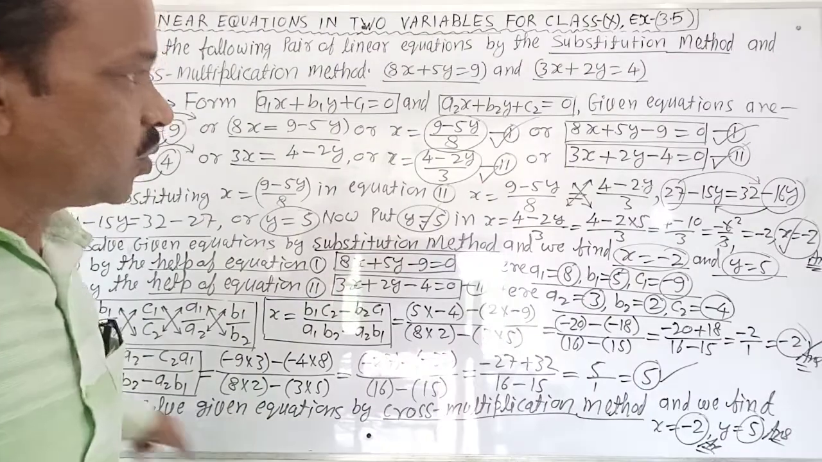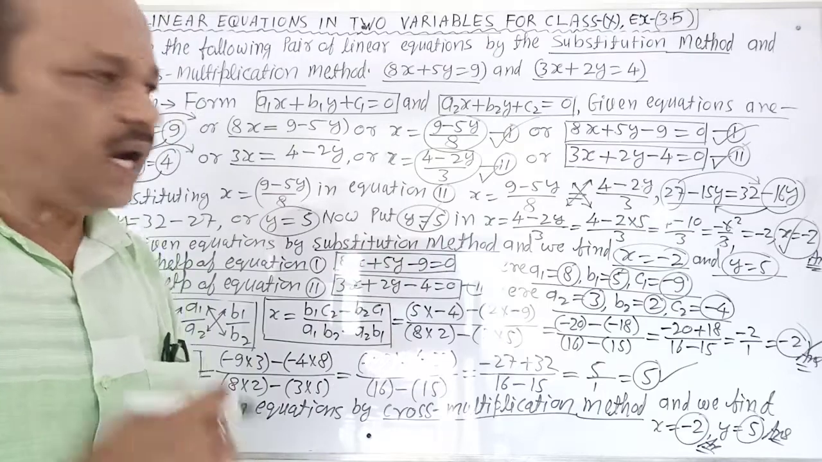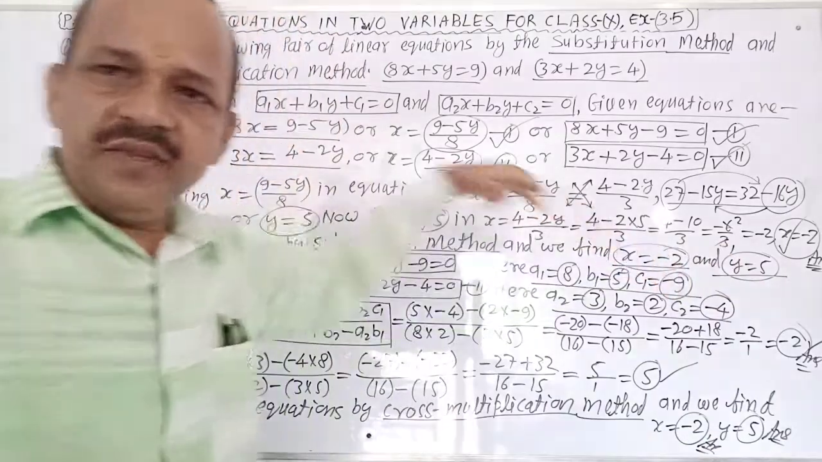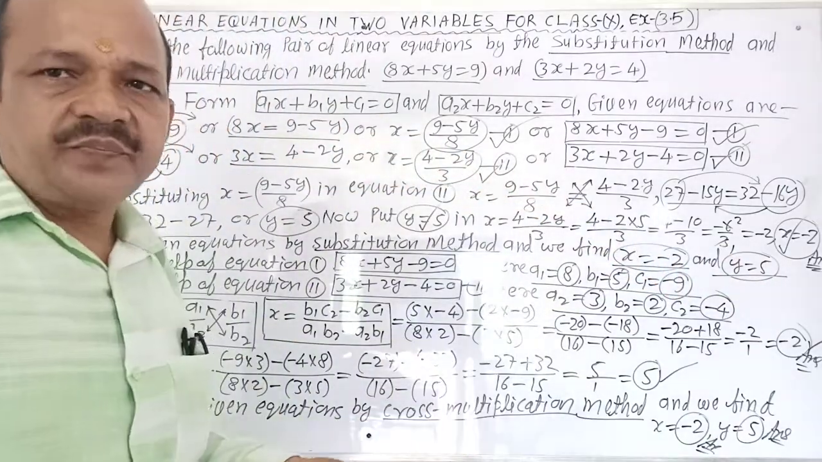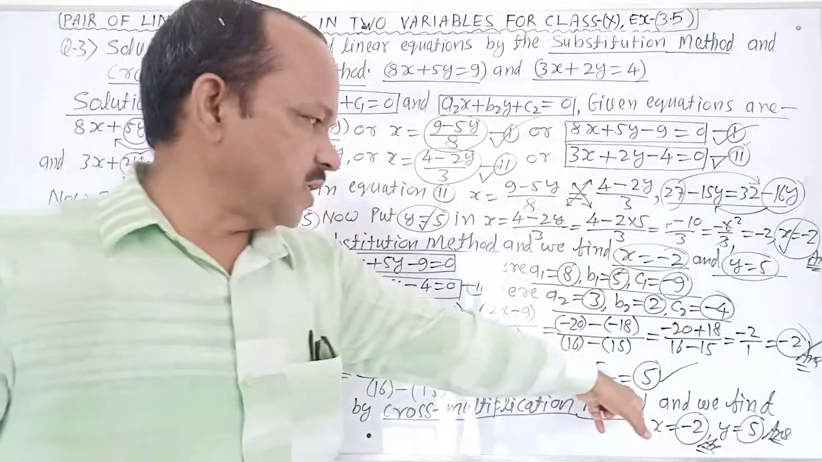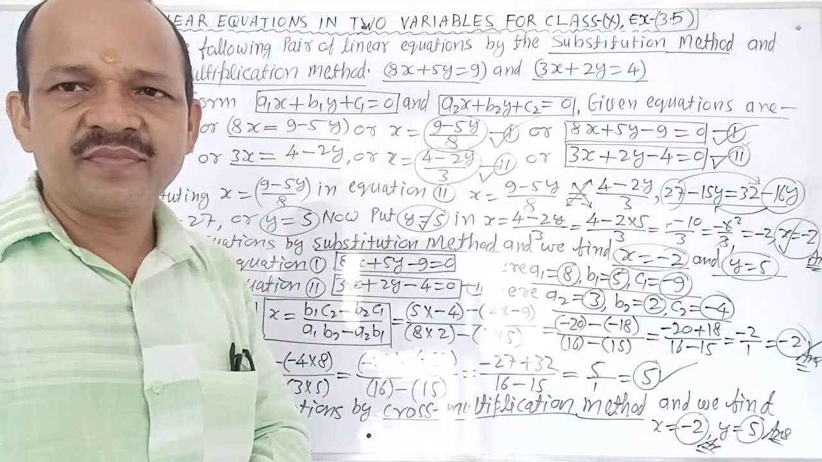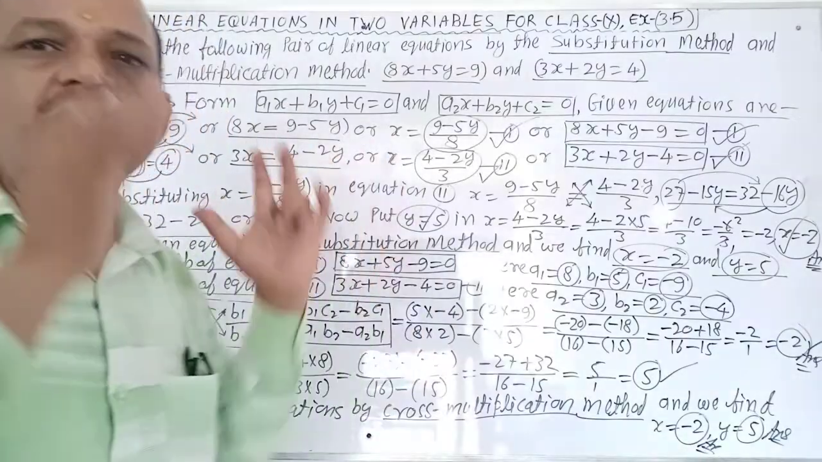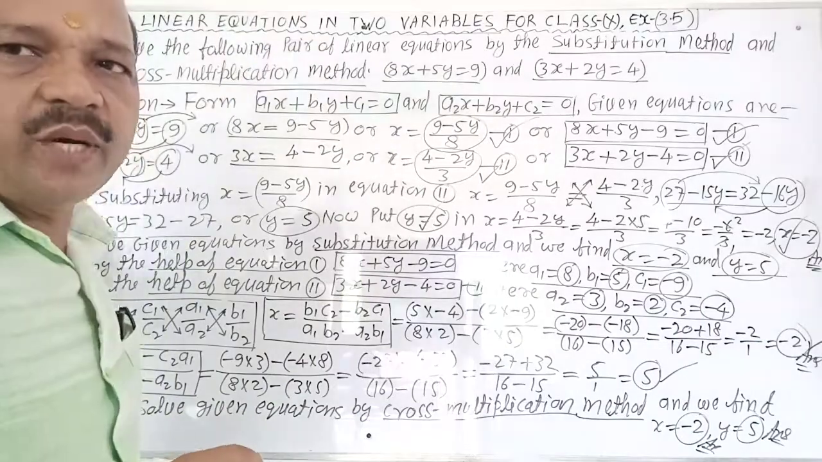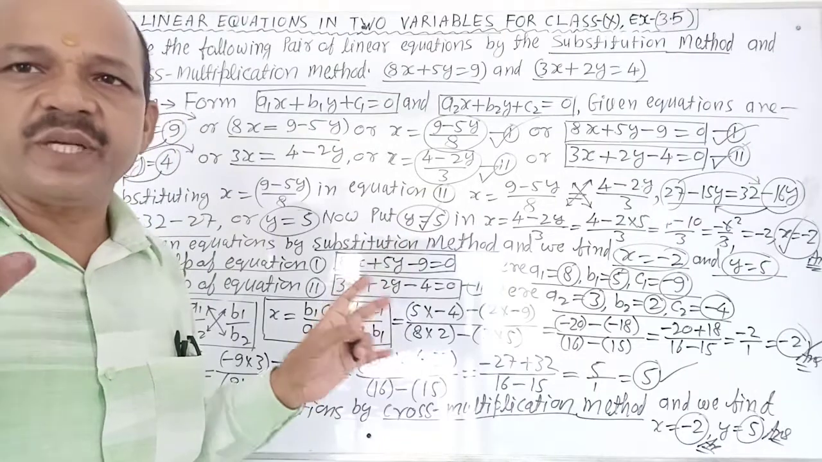You solve your question by two methods. First, the substitution method, and you find your answer x equal to minus 2, y equal to 5. And you solve your question by the cross multiplication method, and you find your answer x equal to minus 2, y equal to 5. Both are the same. In this way you can solve any question very easily. Solution is clear, no confusion about it. Very good.